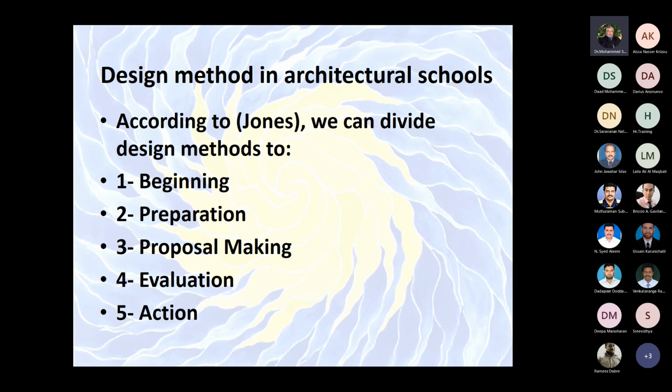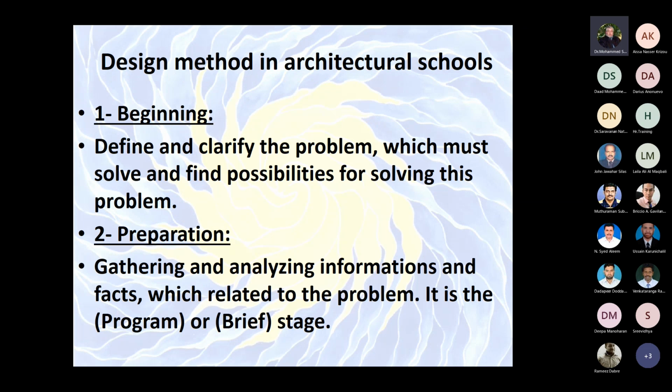According to Jones, we can divide design methods into: first, the beginning; second, preparation; third, proposal making; fourth, evaluation; fifth, action. This is in the architectural school. And now we will explain each point. Beginning means to define and clarify the problem which must be solved and find possibilities for solving this problem. This is the beginning. The student or the architect, when he begins his design, this is the first point.